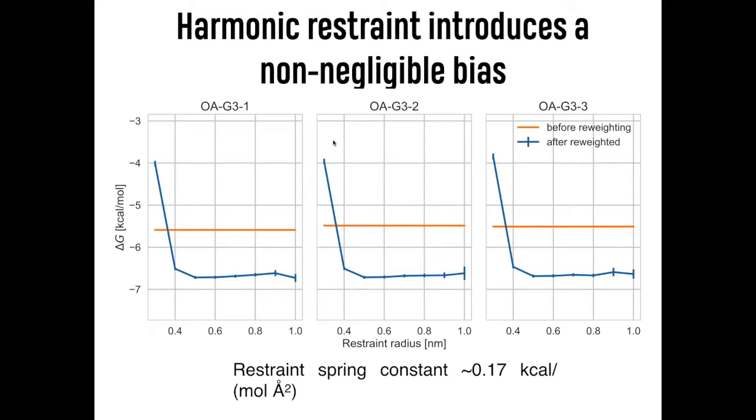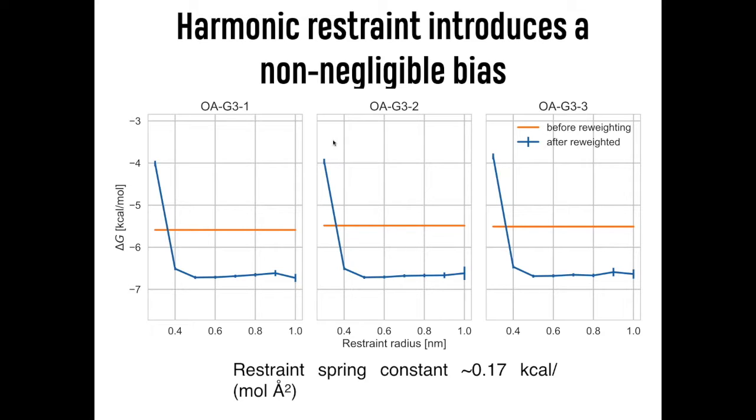The orange line is before the reweighting, so the end state in this case are the ones with the harmonic restraint on. And after removing the harmonic restraint and basically reweighting to a state that has a square well restraint, this is the final free energy. It's nice to see a plateau. This is what we expect here, but the choice of a cutoff is still an arbitrary choice.